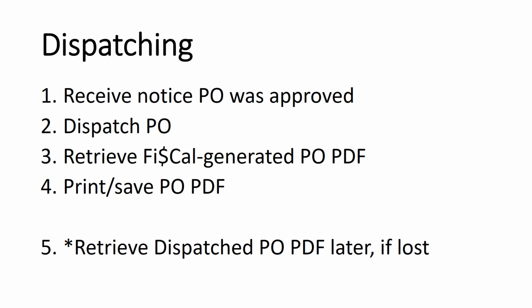If you are listed as the buyer in a purchase order, whether you created the purchase order or not, you will get the email that says the purchase order has been approved. You will go back into the purchase order and dispatch it. Then you will retrieve the PDF of the purchase order where Fiscal put it and save it on your computer. You will need this purchase order PDF for the receiving or reconciliation stage later.